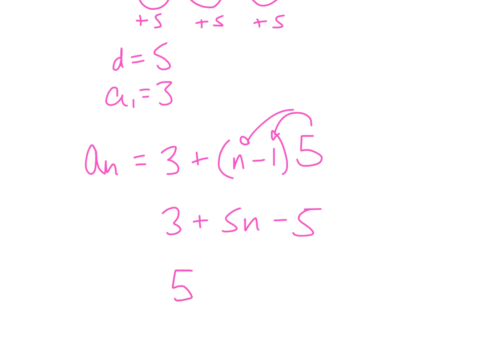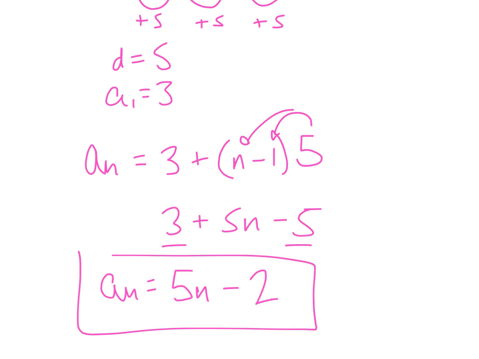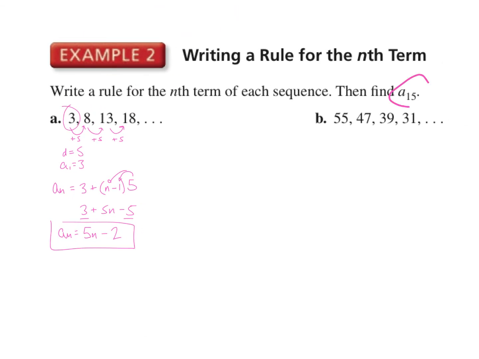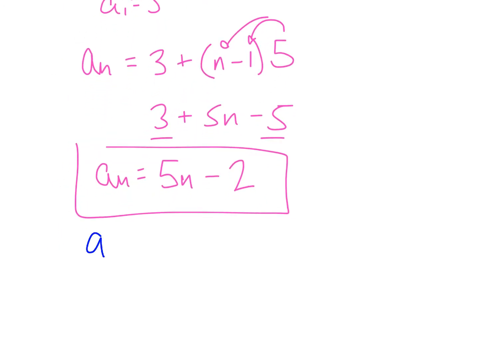3 and negative 5. So this would be 5n minus 2. So this is my rule for the sequence. Now it asks me to find A sub 15. So I'm going to find A sub 15.